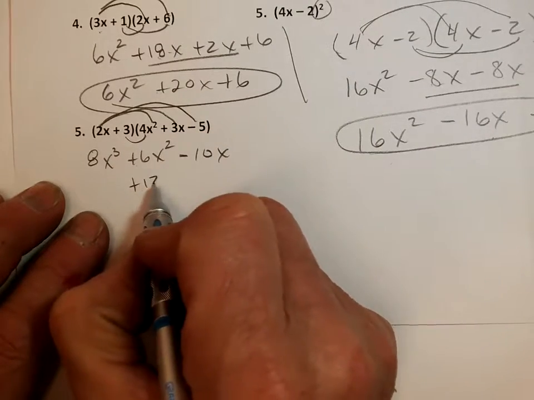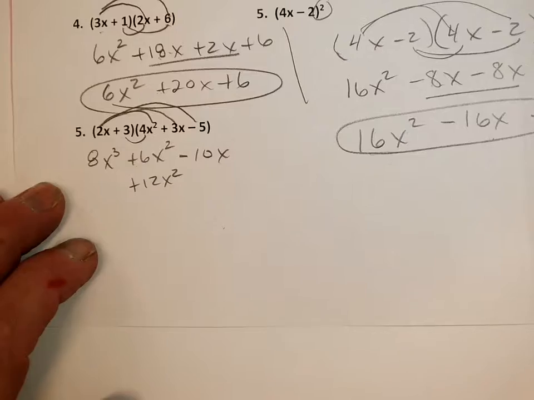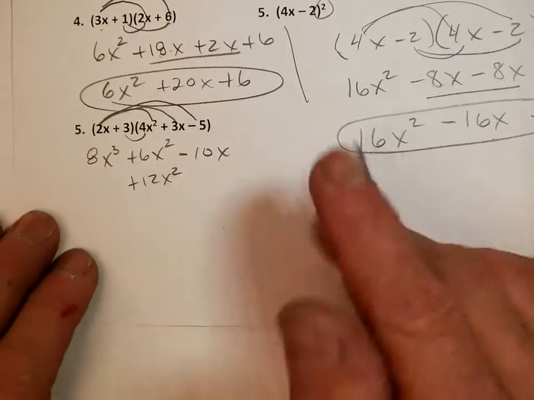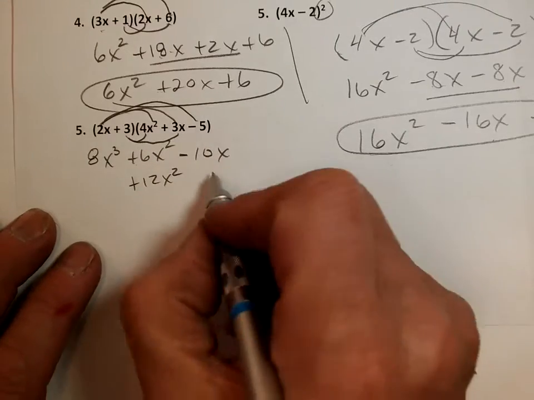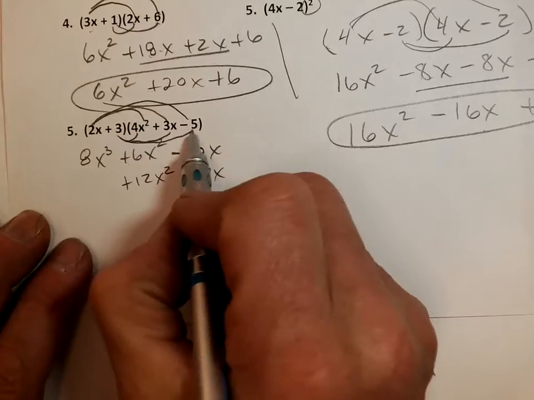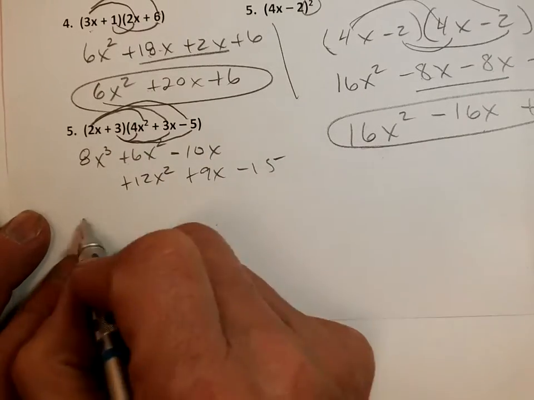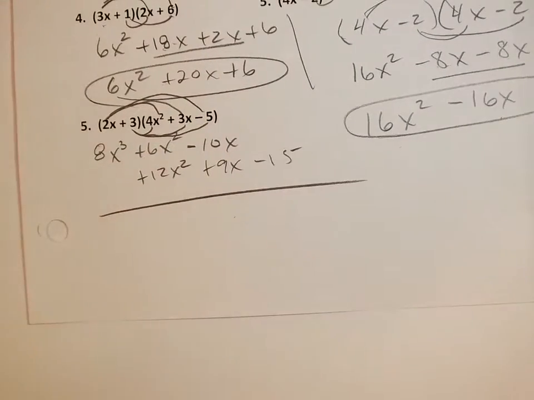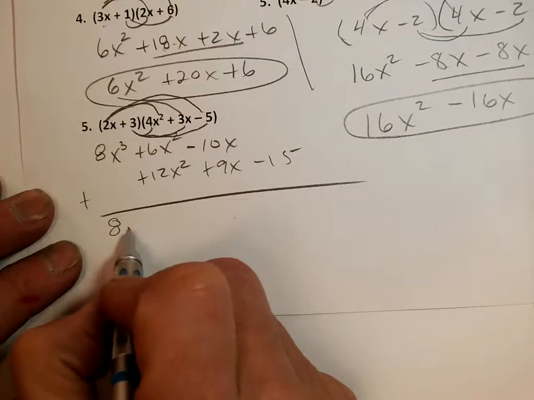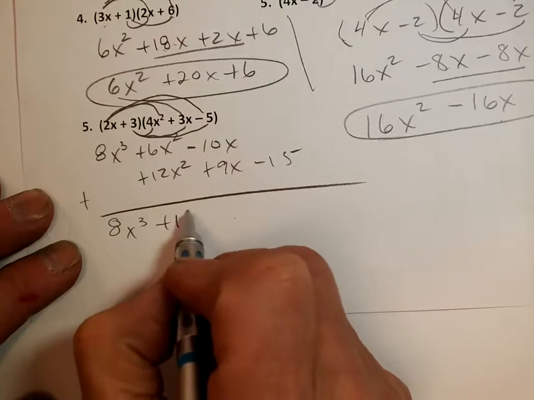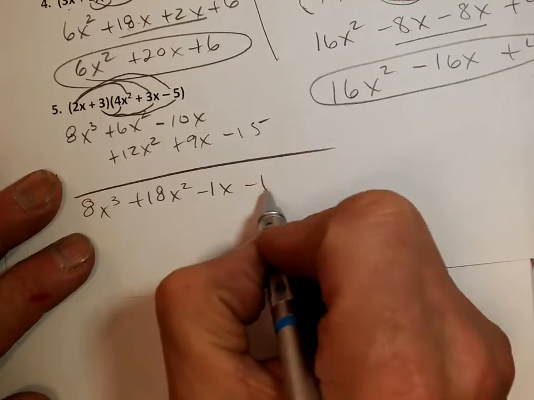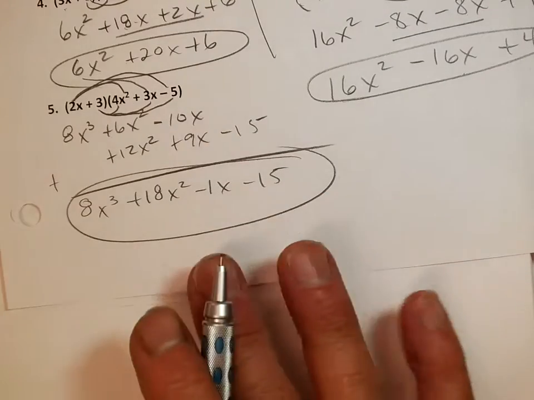I'm going to put that right there. Does that make sense why I like to line them up? Makes it easier to add. Okay, and you don't have to do this. This is just my style, okay? 3 times 3x is a positive 9x. I'm going to put that right there because I like to line them up. And 3 times a negative 5 is a negative 15, okay? And now everything's lined up. I can just add straight down, right? So if I add it, I get an 8x cubed plus an 18x squared minus a 1x minus 15, okay?